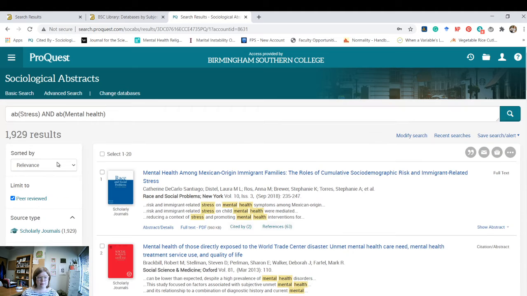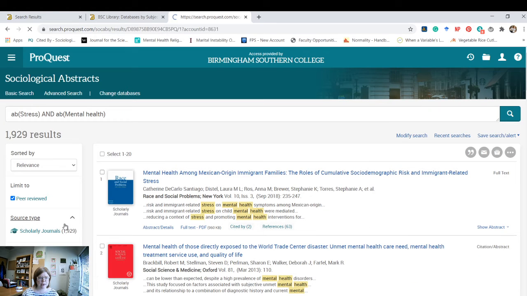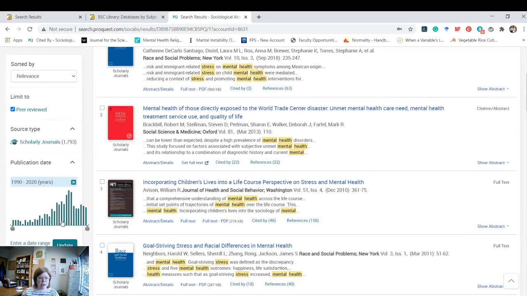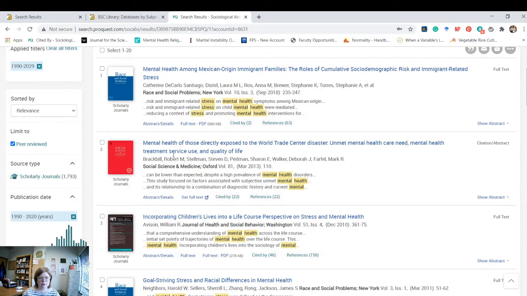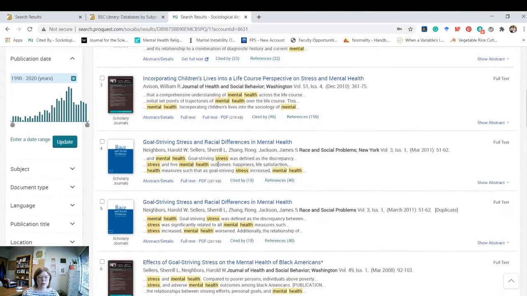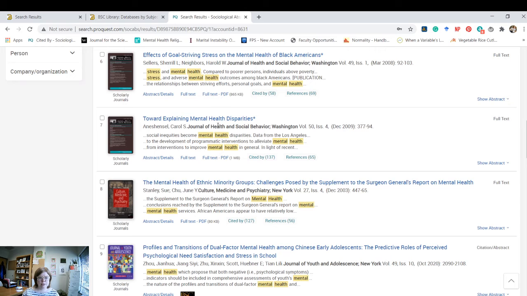By limiting it that way, I've gotten down to just about 2,000 results. That's still really too many to work with, so I'm going to update the date again and only go with articles since 1990. That's still very many, but I think I can begin parsing things here. So here we have a lot of articles related to stress and mental health, including some that I recognize as being very good, very important articles.